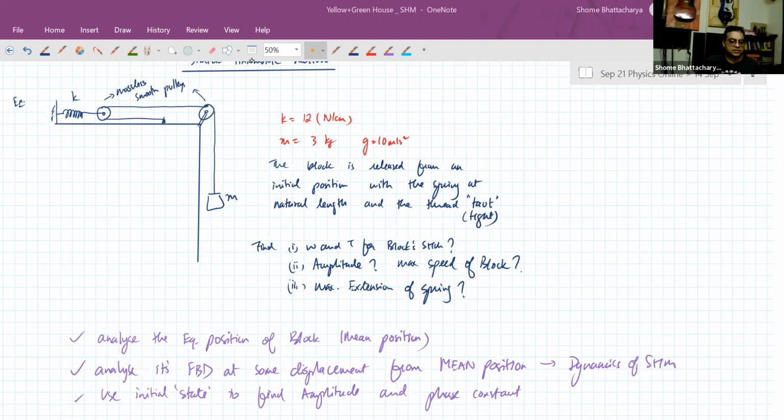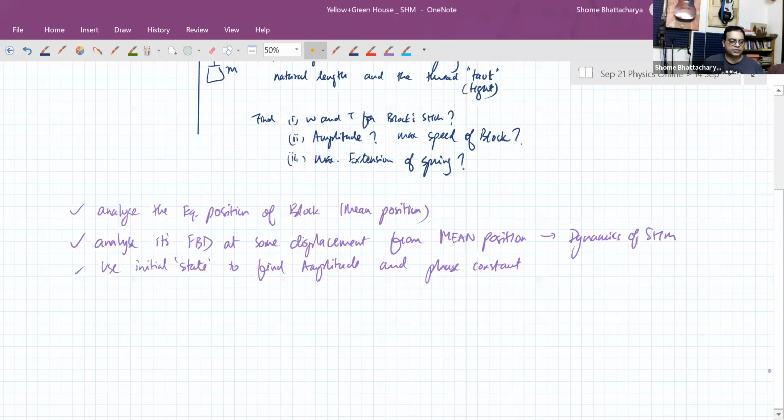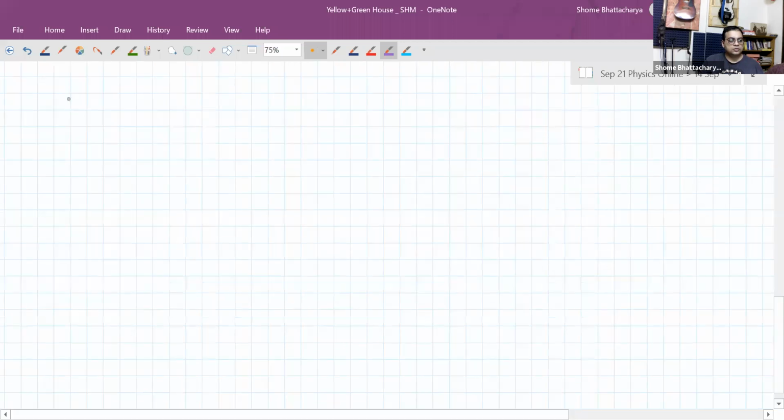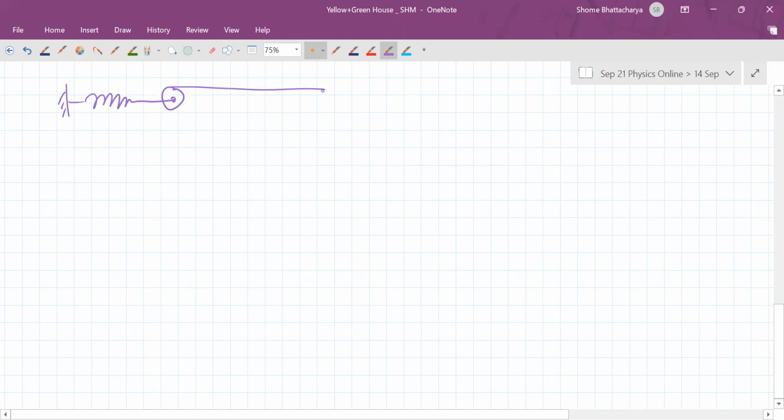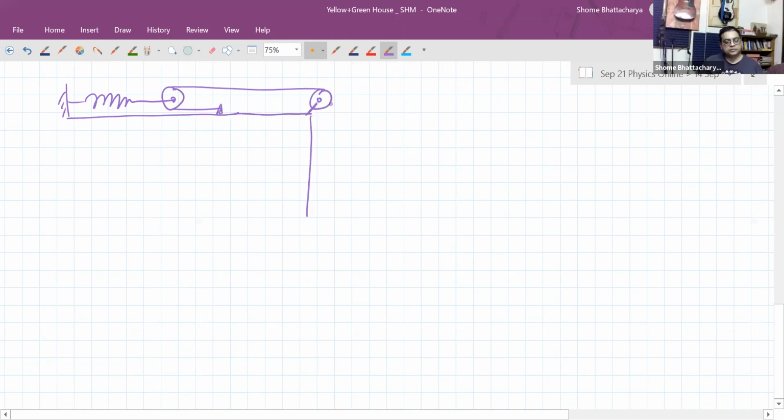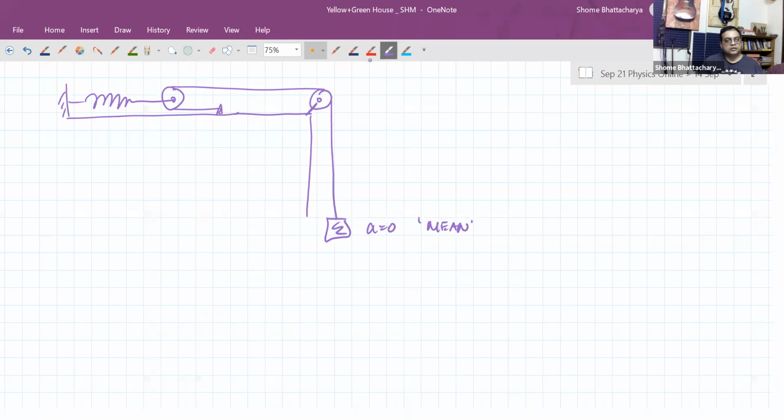Okay, people. So I'm analyzing the equilibrium position first. Step by step, I'll take you through all the things we need to do here. So let's say this is our equilibrium condition. So the acceleration of the block should be 0 in this state. So acceleration is 0. That is our mean position. So whatever tension the string is having should balance the weight of the block.